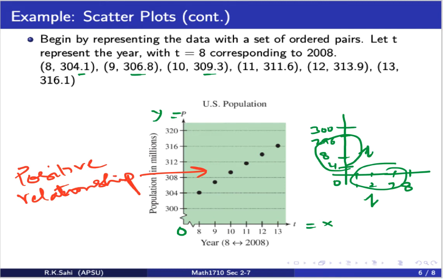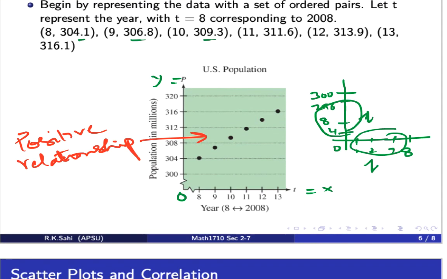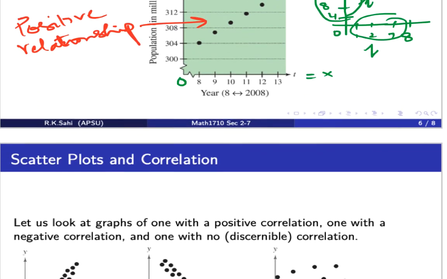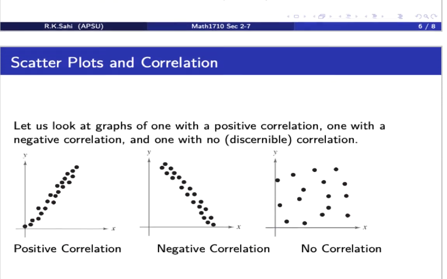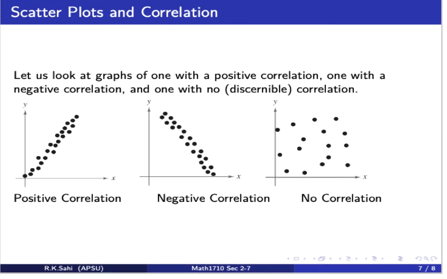So now we're going to look at scatter plots and correlation. This positive relationship is called a positive correlation. If you see the values of x on the horizontal axis increase, and simultaneously the population on the y is increasing, we say we have a positive correlation. So this is something we call a positive correlation. Okay, so let's look at, in a nutshell, the relationship between scatter plots and correlation.